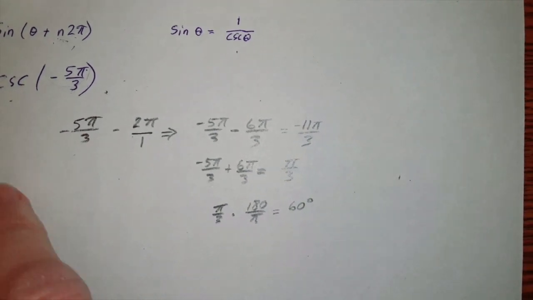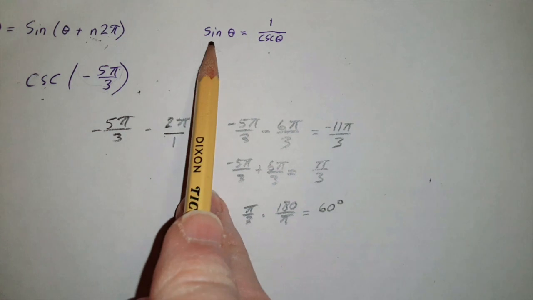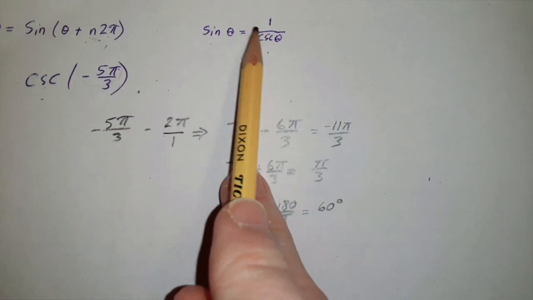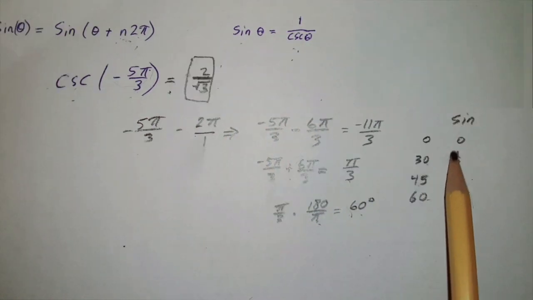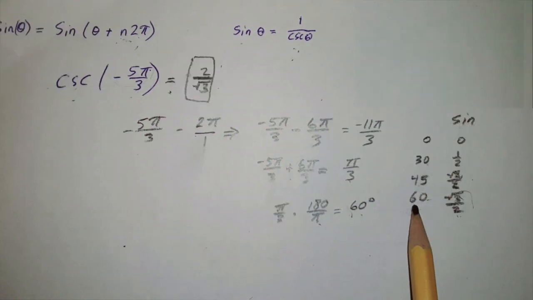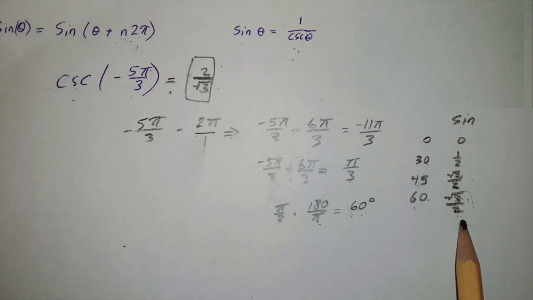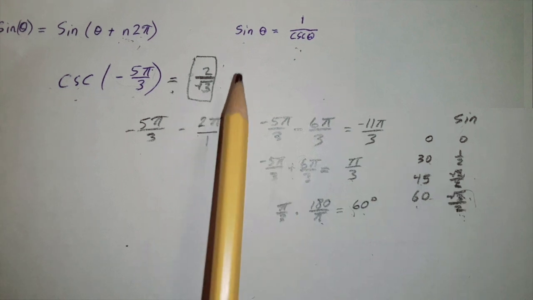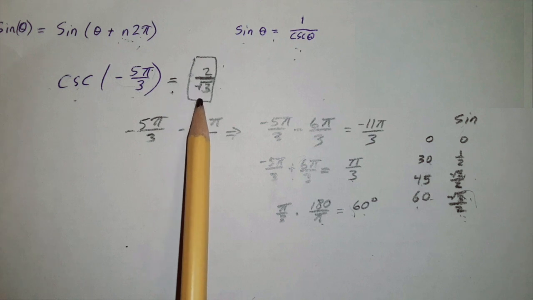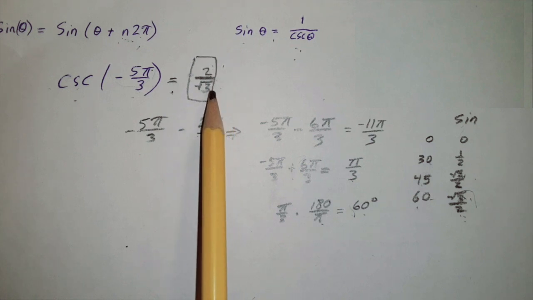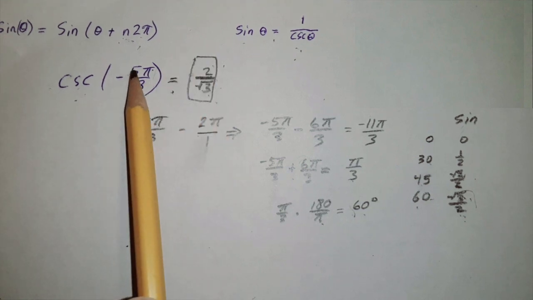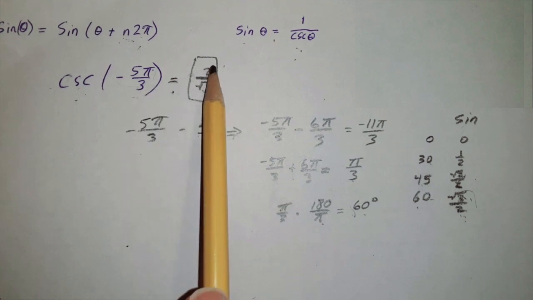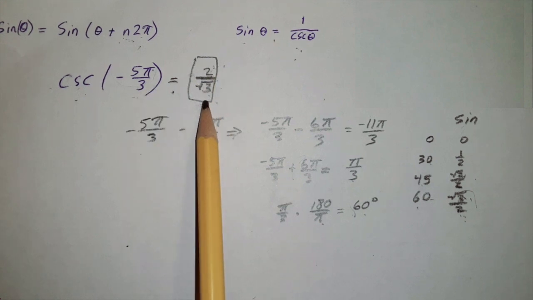So cosecant is related to sine because it is the reciprocal. Sine of 60 is the square root of 3 over 2. And since I want the reciprocal for my final answer, I'm going to have 2 over the square root of 3. And this is a positive answer. This is our final answer. So the cosecant of negative 5 pi thirds is equal to the ratio 2 over square root 3.